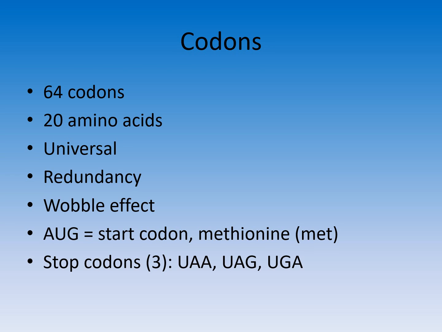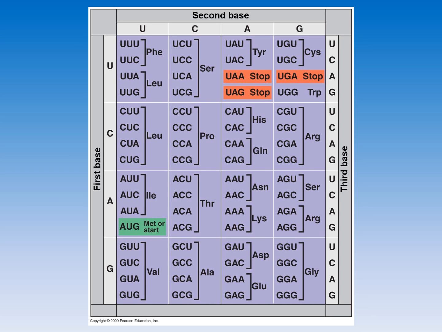To give you an example, AUG, adenine, uracil, guanine, those 3 bases in that particular sequence is known as the start codon. It actually codes for the amino acid methionine, but that is always the start codon. There are 3 stop codons which do not code for any amino acid at all. And those are UAA, UAG, and UGA. With the codons, there's also what's known as a wobble effect, which I'll show you in just a second.